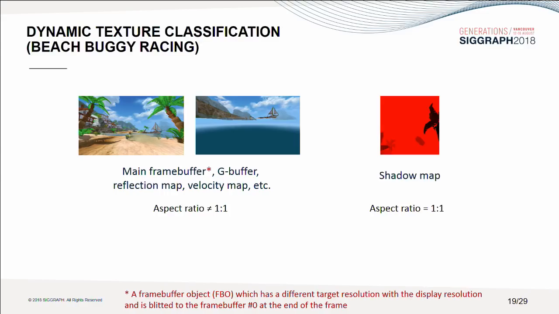Let's go to the dynamic texture classification. In the dynamic texture classification, we classify textures into non-shadow maps and shadow maps. And non-shadow maps include main frame buffer, G buffer, reflection map, velocity map, and so on. Note that we define the term main frame buffer as a frame buffer object which has a different target resolution from the display resolution and is related to frame buffer 0 at the end of the frame.